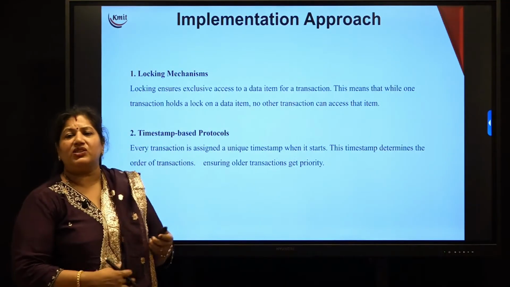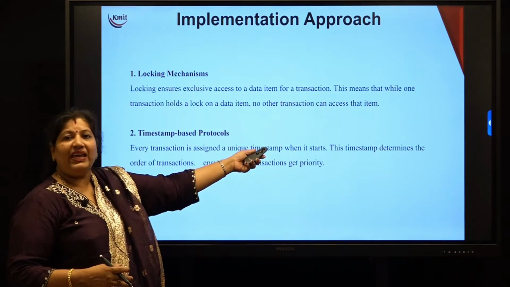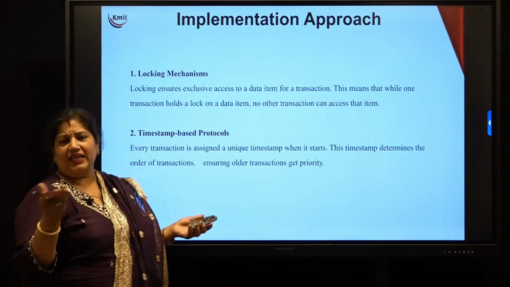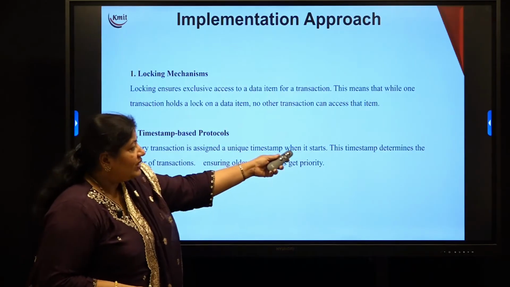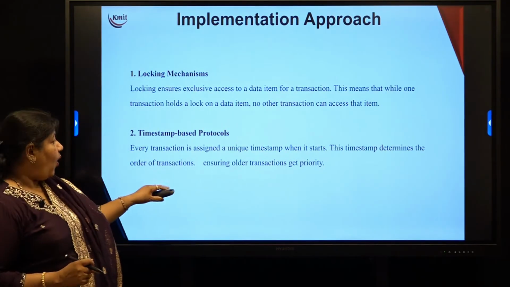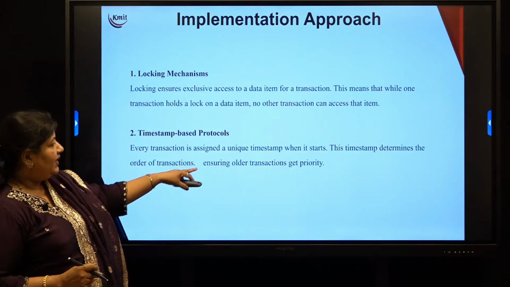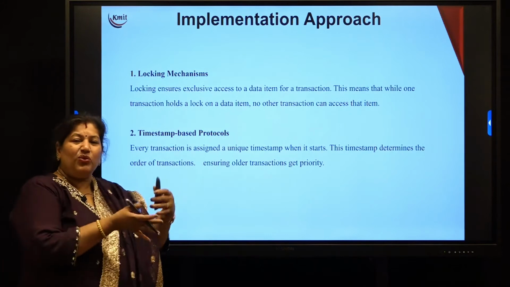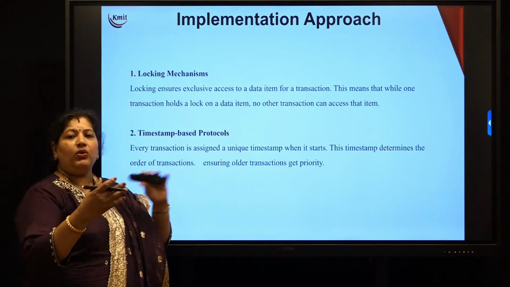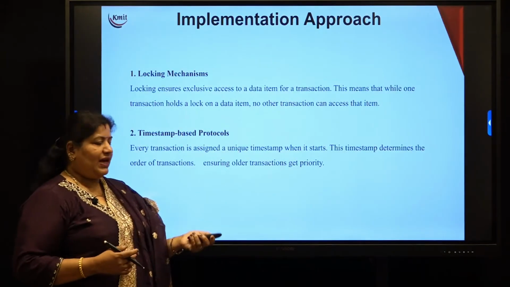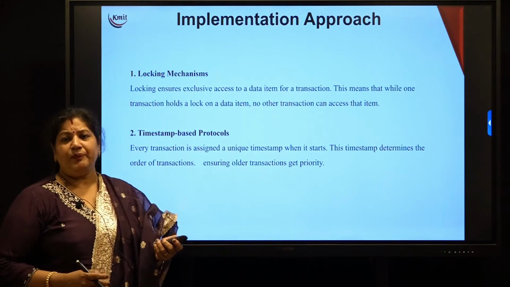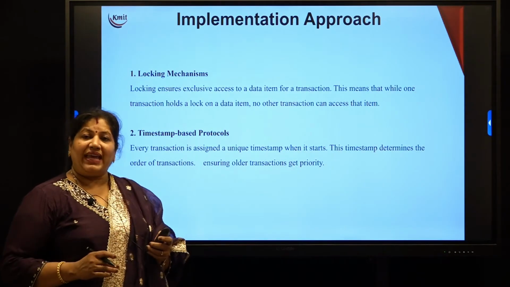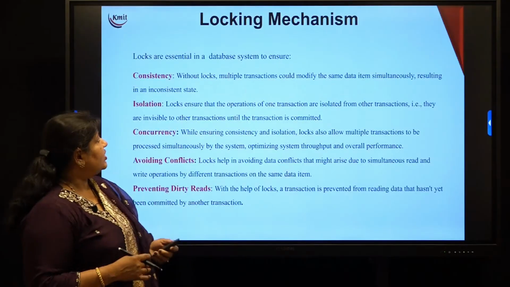Whenever a new transaction starts, it will be associated with a new timestamp which is increasing in order, and generally it can be a system clock or anything. So the timestamp determines the order of execution of the transactions. That will ensure older transactions will always get priority. So there is no starvation or deadlock, but without applying for a lock, based on timestamps you will decide which transaction has to work. Okay. So first we will try to see the locking mechanism for implementing isolation.